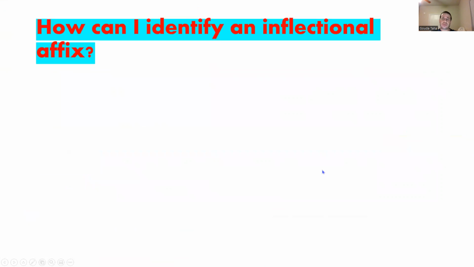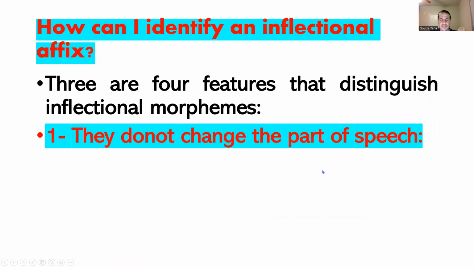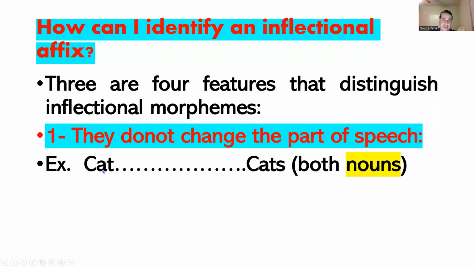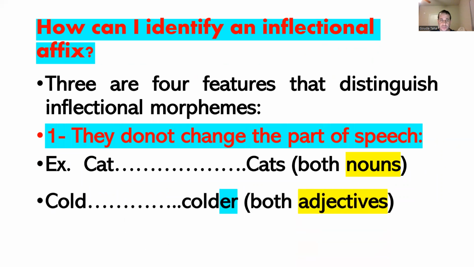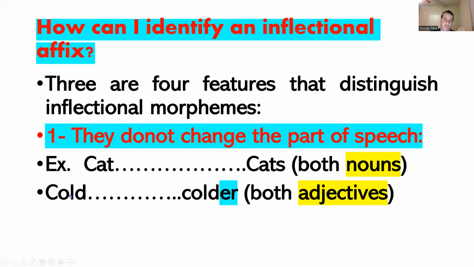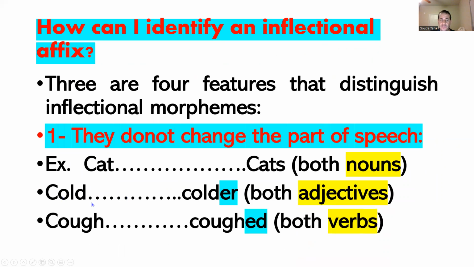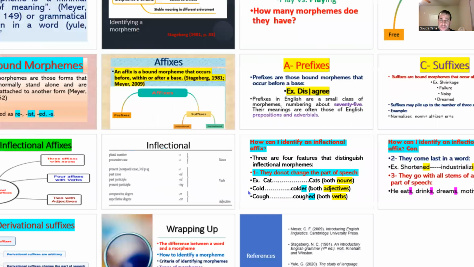There are some differences between inflectional suffixes and derivational suffixes. First of all, inflectional suffixes do not change the part of speech. So if we have this word, cat, which is a noun, and we add to it an inflectional suffix, we do not change its part of speech. The same could be said of the word call or even the word cough. This is an adjective, and it's still an adjective after adding the -er, and this is a verb, and it doesn't change its part of speech.